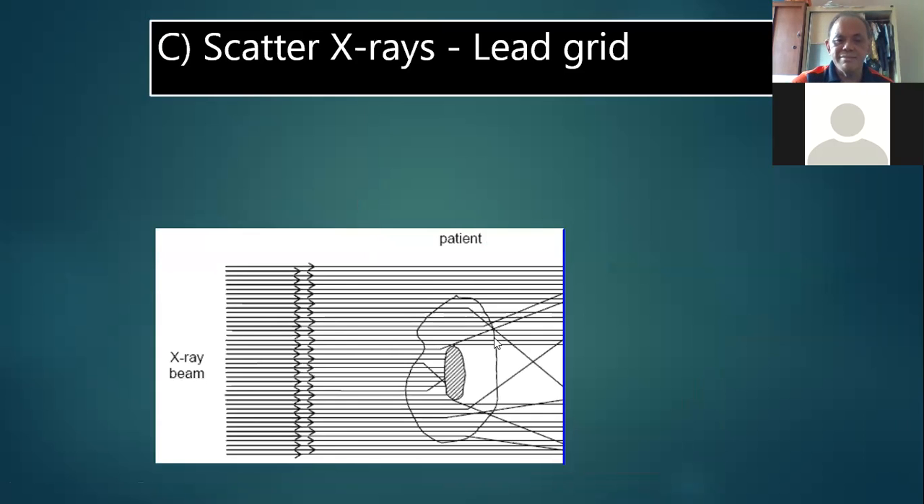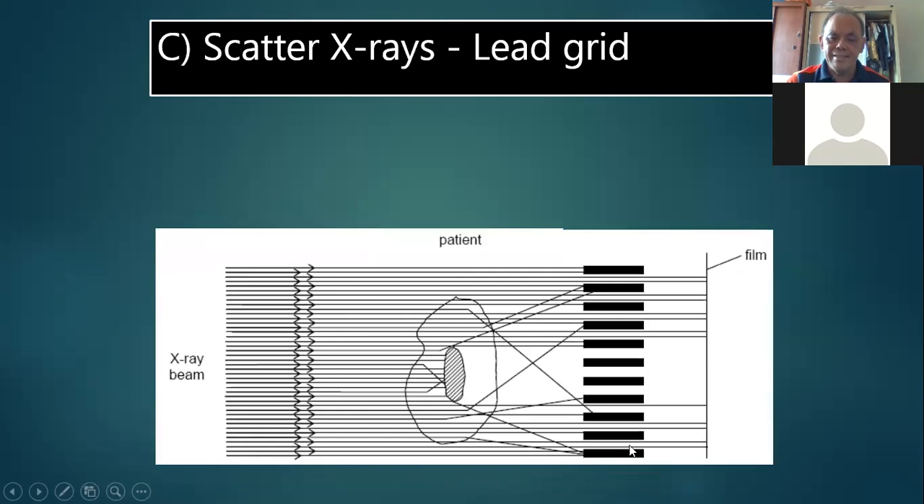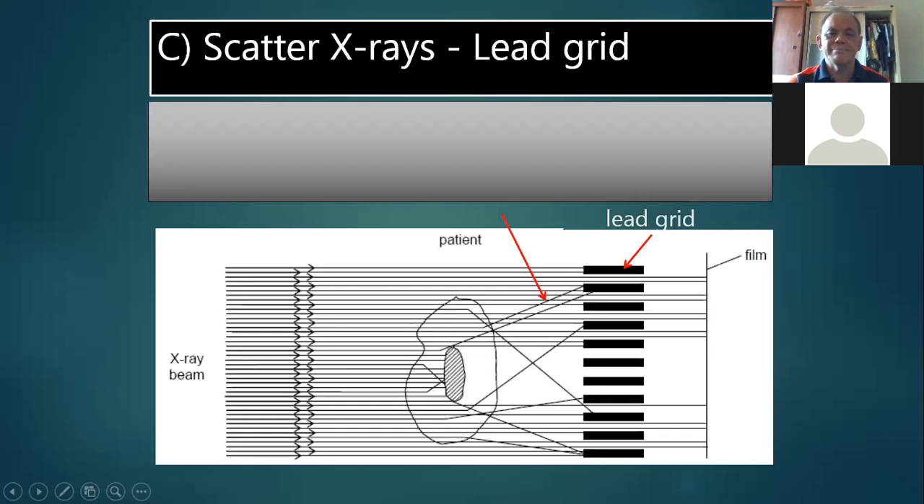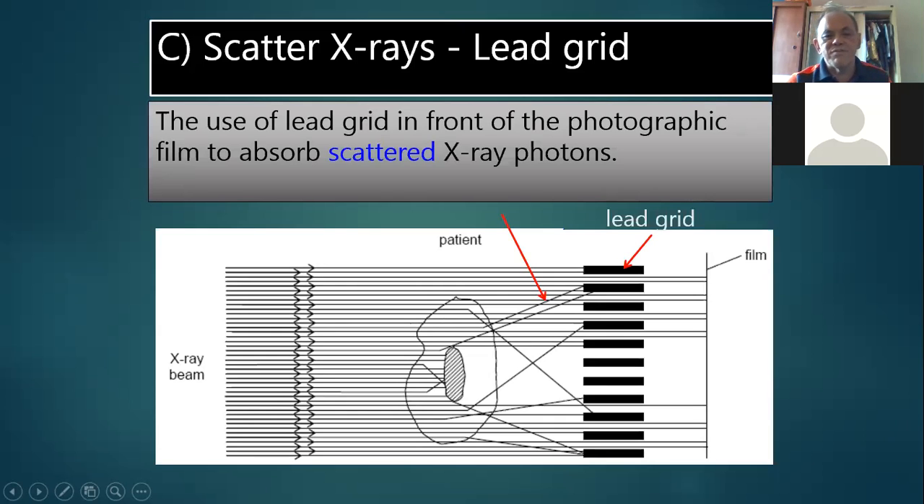And we can see that sometimes, for unknown reasons, there is scatter. Right? This is scatter. We don't want all this. It will disturb the film. Right? We don't want the scatter. So what we can do is put a lead grid there, so that it will absorb the scatter. Only those you want to go through will go through. Right? That's a lead grid. That's your scatter. Use a lead grid in front of the photographic plate, your photographic film, to absorb the scatter.